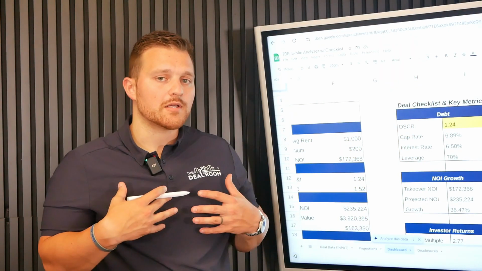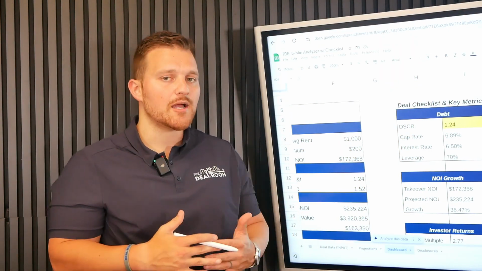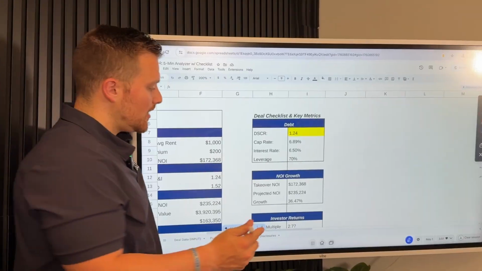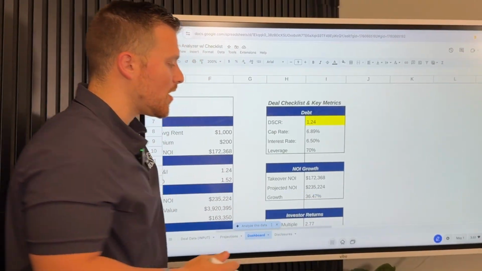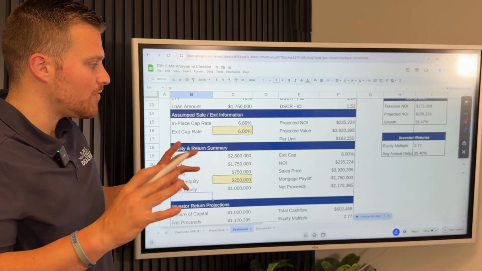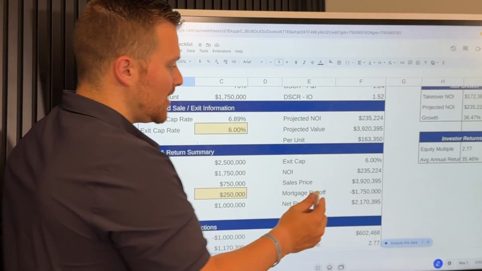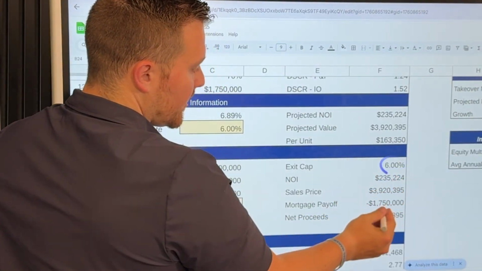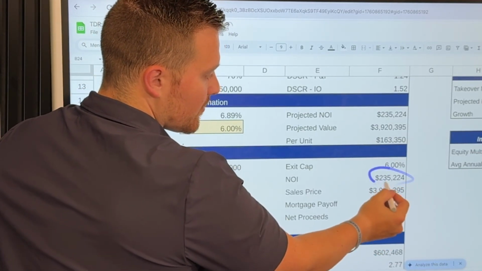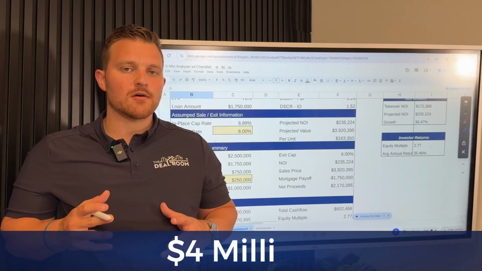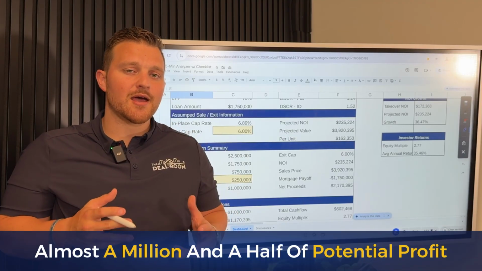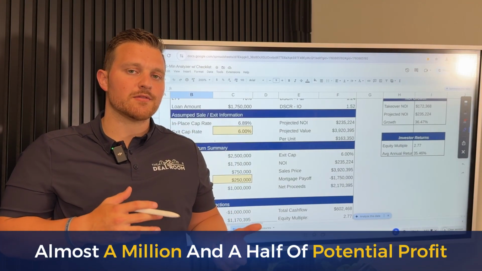This is a metric that I look at largely in the deal to see how much profit is there. And so in this instance, there's 36% growth on the NOI by increasing rents simply $200. Now, just to show you the pro forma value of this property is we sell it at a 6% cap rate. The NOI in the future is $235, meaning we're out of the property at almost $4 million. So there's almost $1.5 million of potential profit to take on this deal.